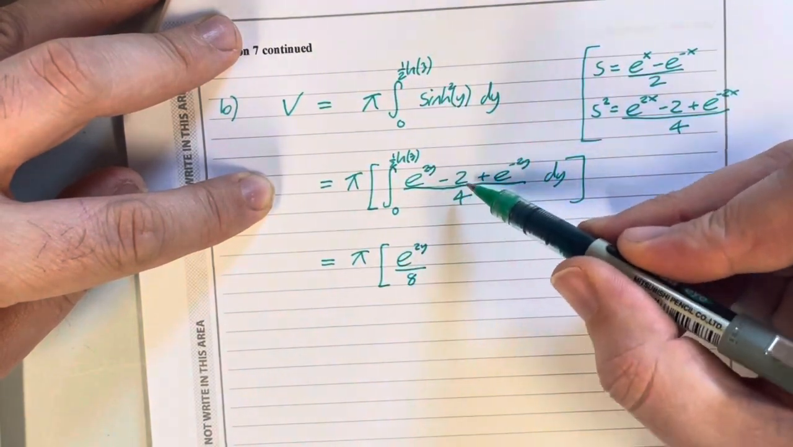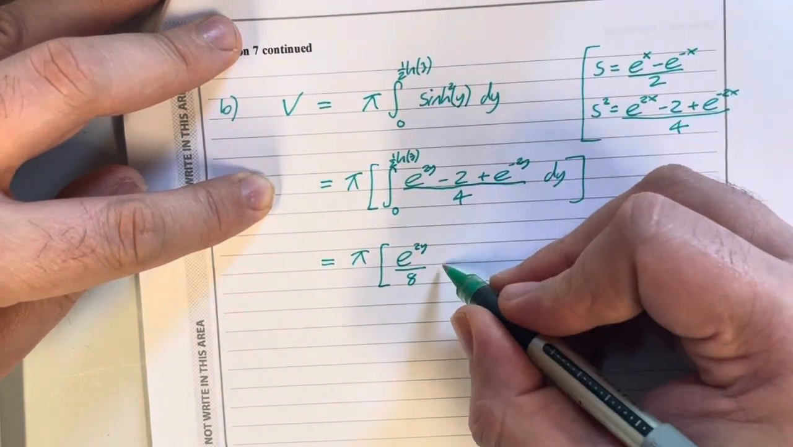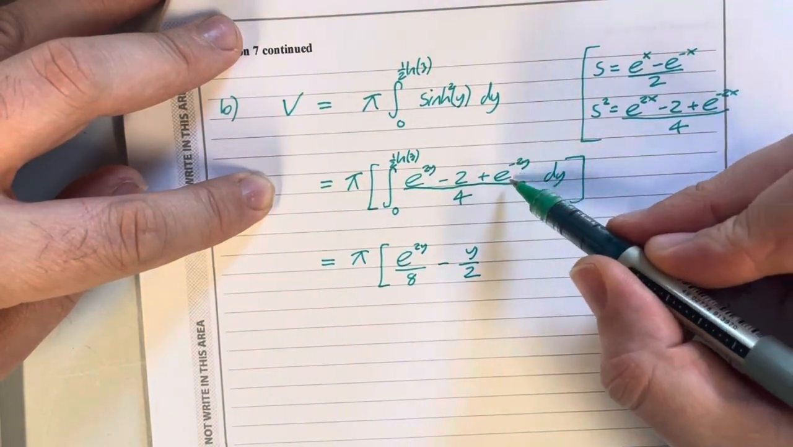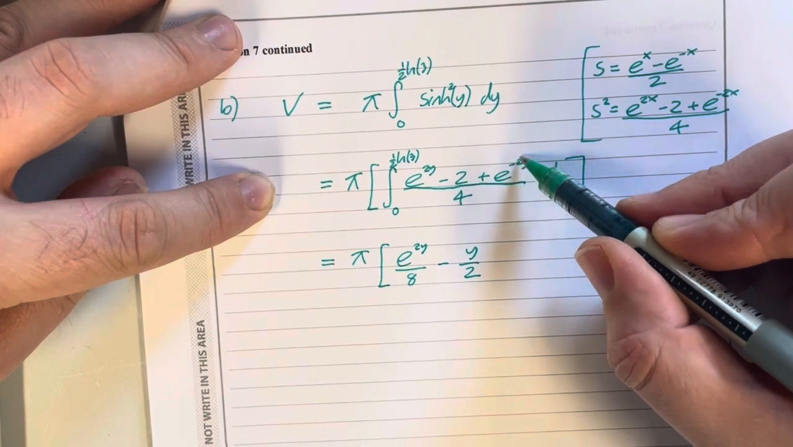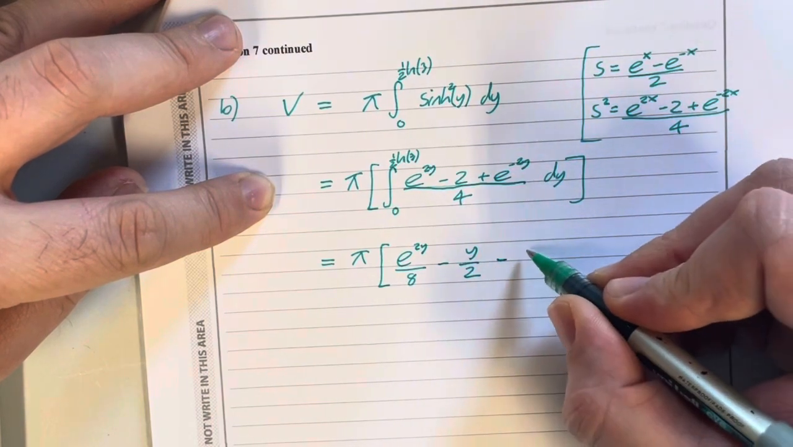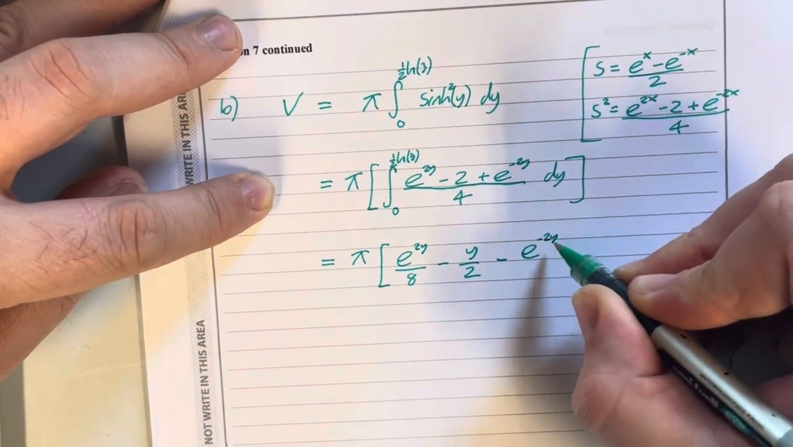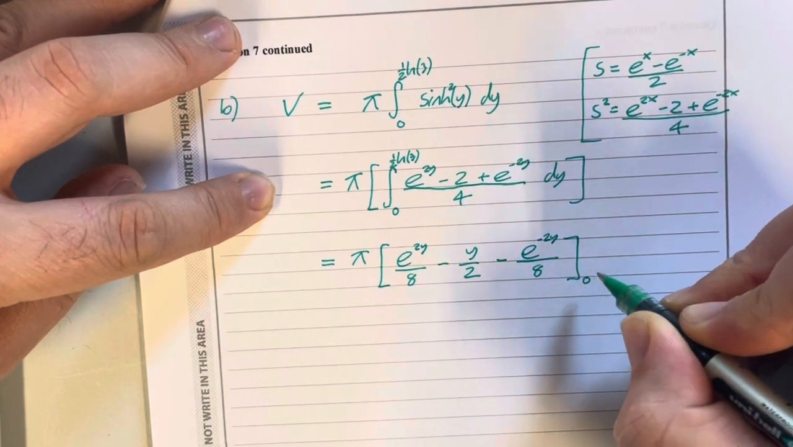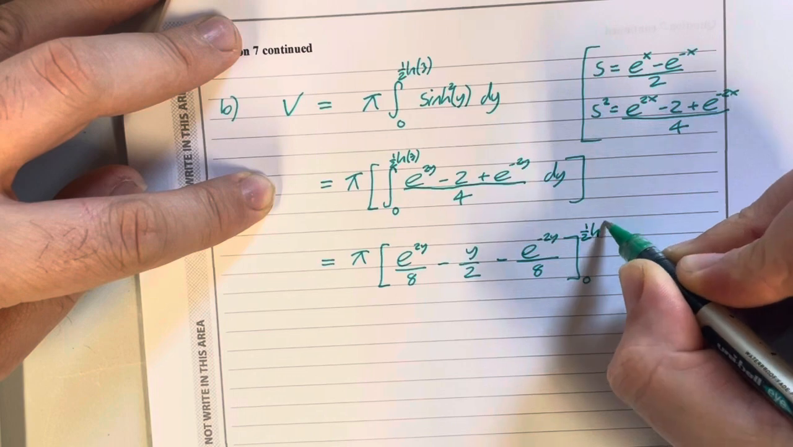The minus a half in the middle is going to go to minus y on 2. And then this over here, again, the minus 2 is going to come down as a divisor. So that's minus e to the minus 2y on 8. And that is between 0 and a half log 3.